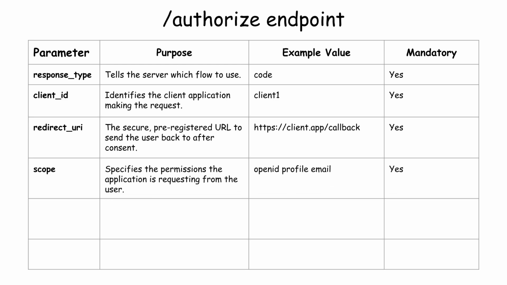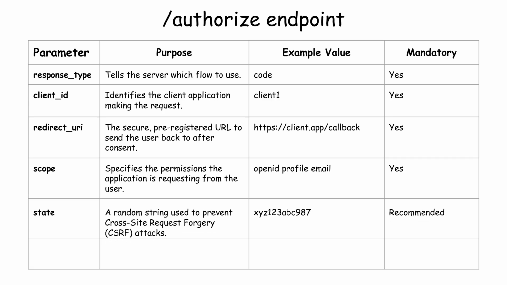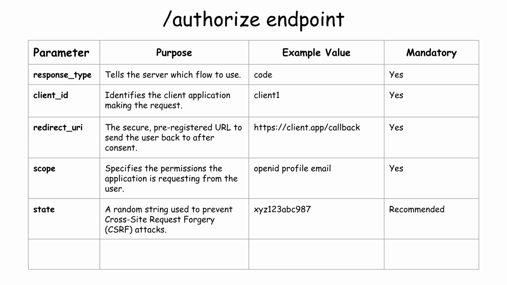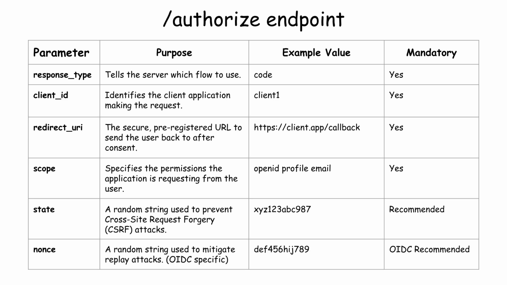Scope. This lists the specific permissions the application is asking for, like openid, profile, or email. These are shown to the user on the consent screen. State. This is a unique, random string generated by our application. The server must return this exact value back to us, which helps prevent cross-site request forgery attacks.